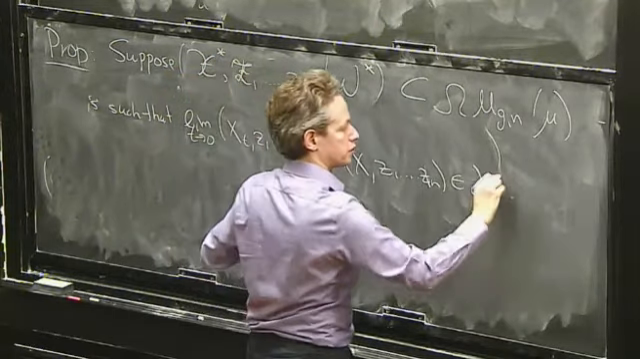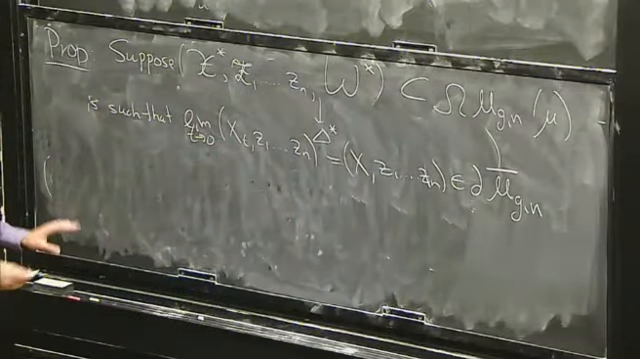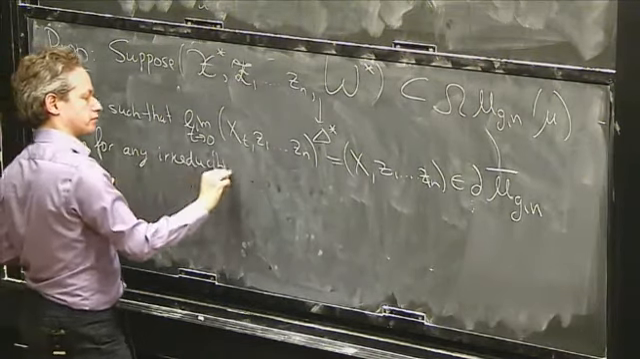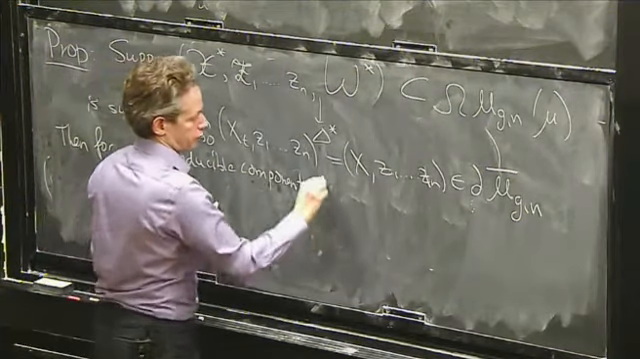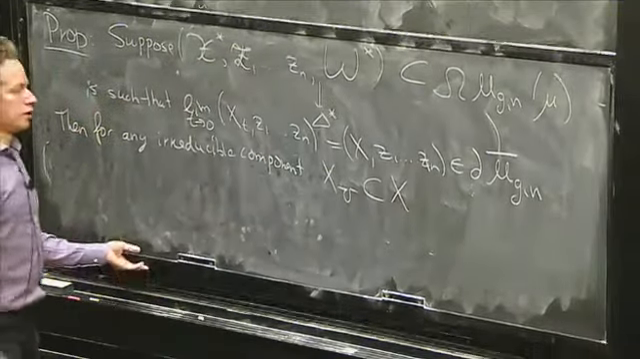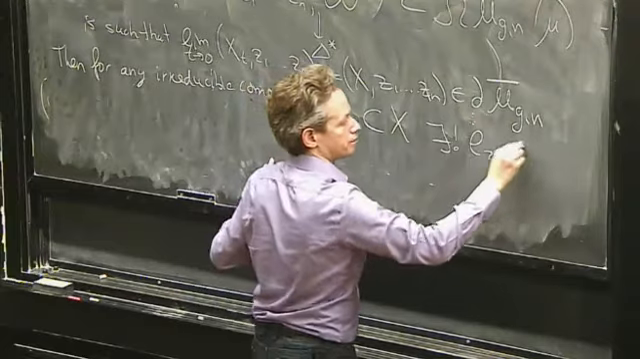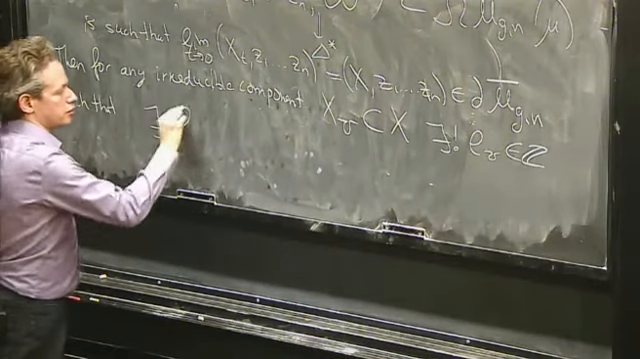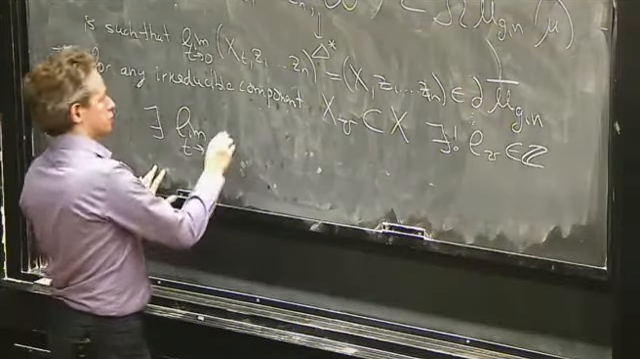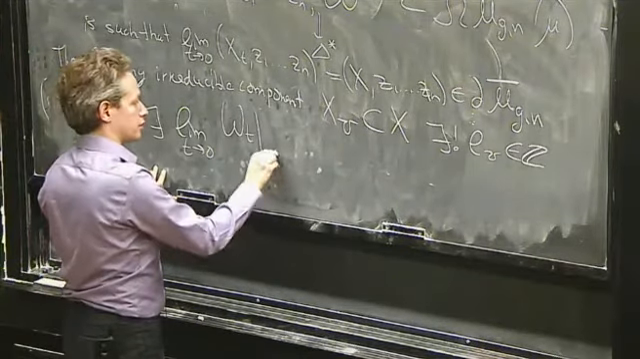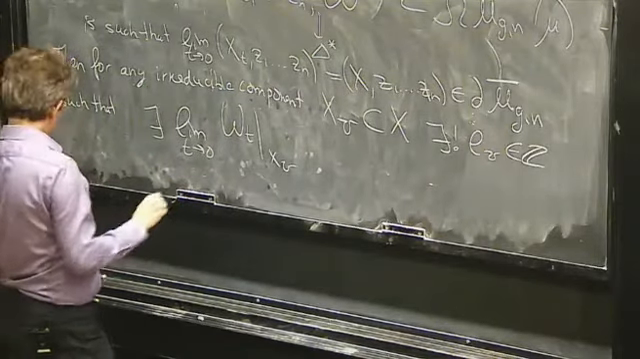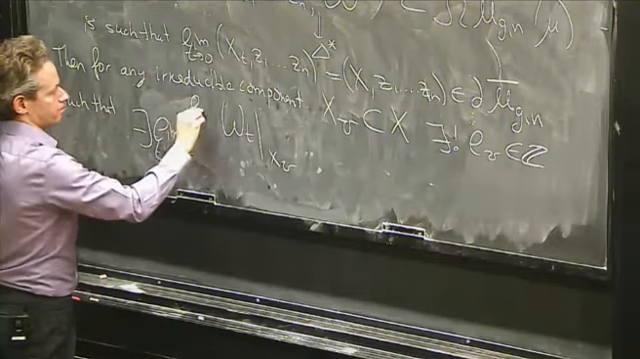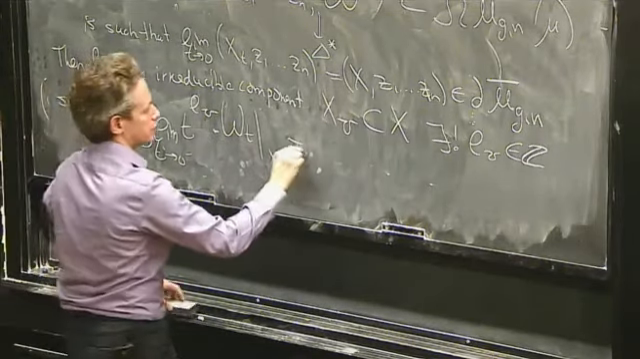some stable nodal curve. Then, for any irreducible component Xv of the nodal curve, there exists a unique integer such that there exists a limit as t goes to 0 of omega t restricted to Xv, but not just the limit, you have to multiply by the corresponding power of t. And this limit is not identically 0. Okay?